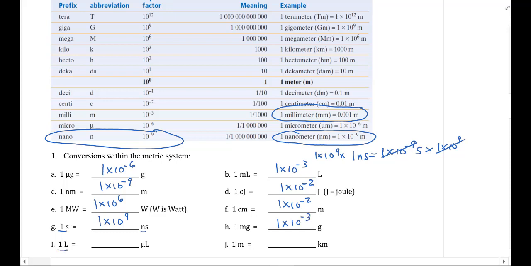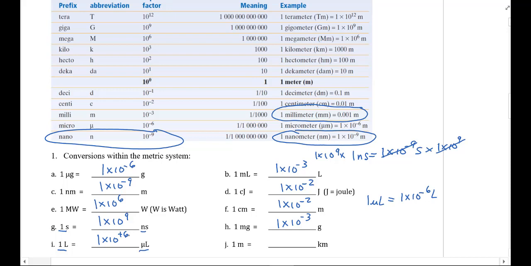A liter being equal to microliters, this is kind of like the nanosecond version, in that we know that 1 microliter is equal to 1 times 10 to the minus 6 liters. So both sides of that equality would have to get multiplied by 10 to the 6th. So 1 liter is equal to 1 times 10 to the positive 6 microliters.